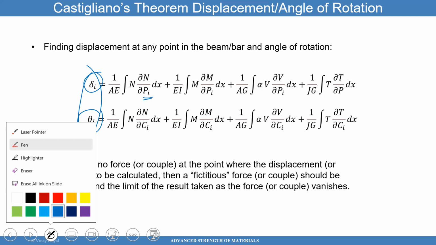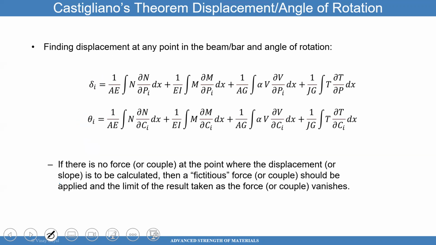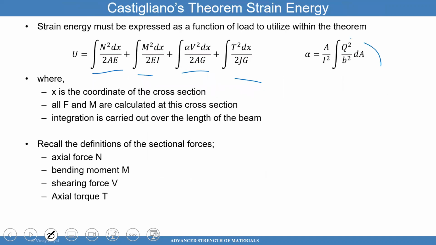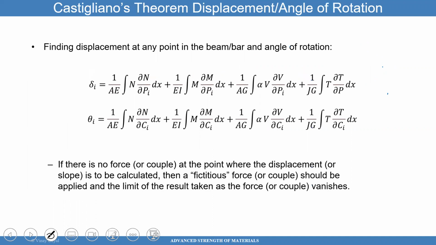Okay. Question there? Where? Yeah, that's a shear one. And alpha is a correction factor that I provided here. Q is the moment of area, if you recall. We did an example. b is the width of the beam, I is the moment of inertia, A is the area. I don't expect us to do a problem like that.